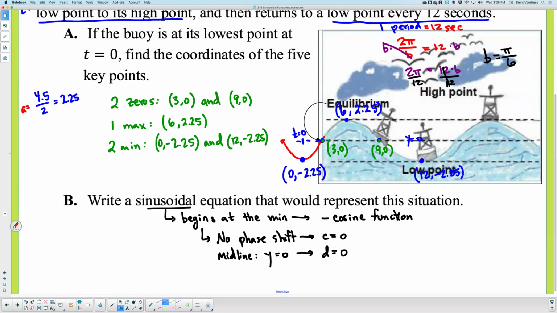My function would look like this. Y equals negative, here's my a, 2.25, cosine, because we began at the minimum. Since there is no c value, I could just do a bracket, but I don't need to do a bracket. I'm going to use just a parentheses. We're going to say it's b times x. B is pi over 6. So pi over 6 x. There's no c, there's no d. That's my equation right there.